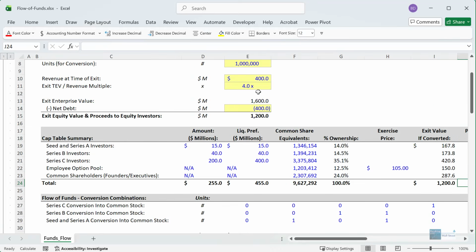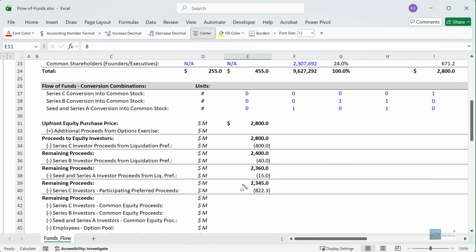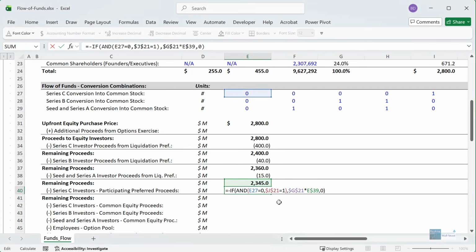So for example, if I increase the revenue exit multiple to 8x right here, well, you can see the problem. The Series C investors now get about $1.2 billion from their liquidation preference and from the participating preferred. So we need to add some type of cap here instead.